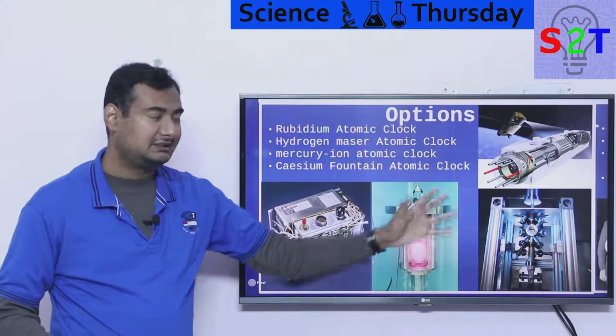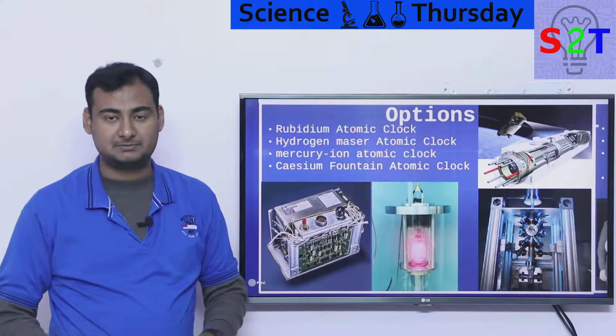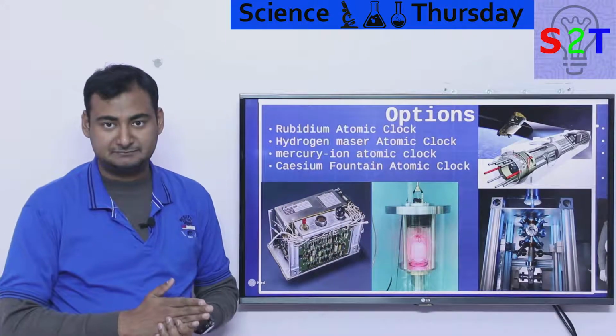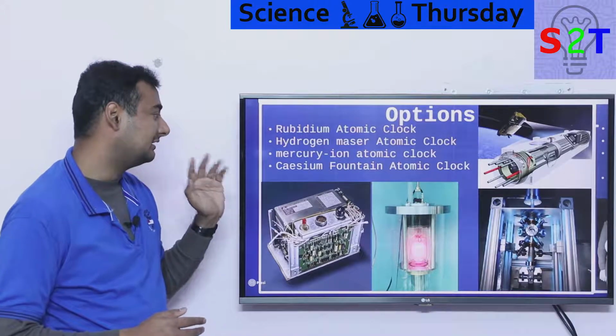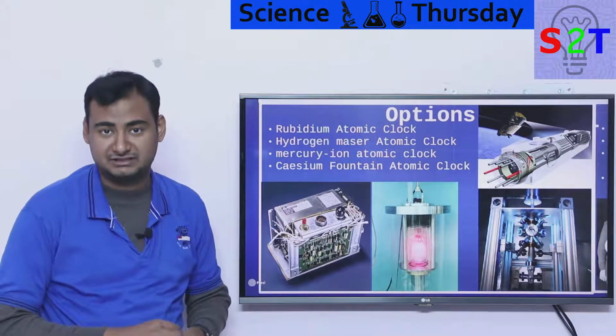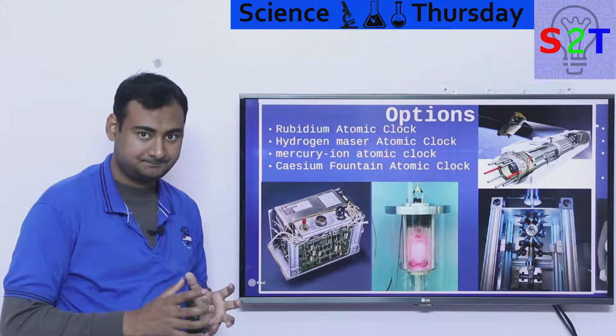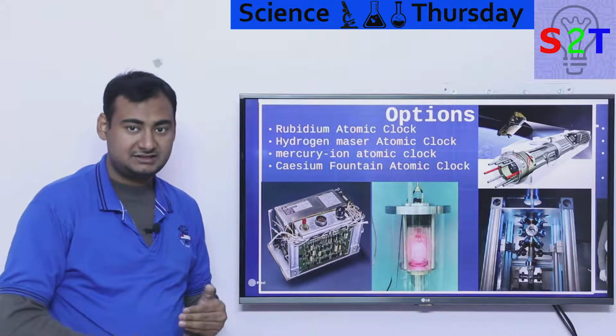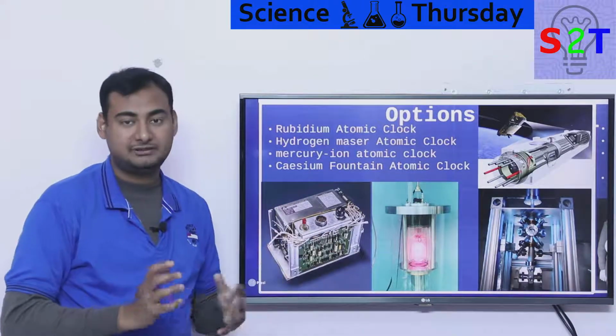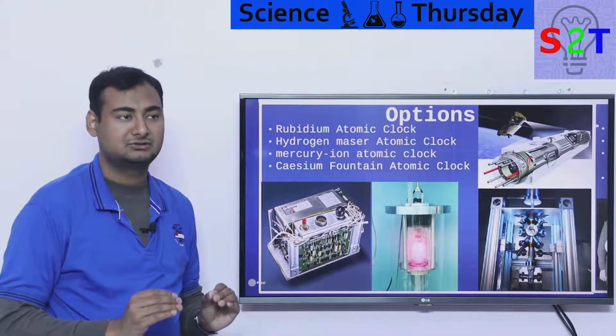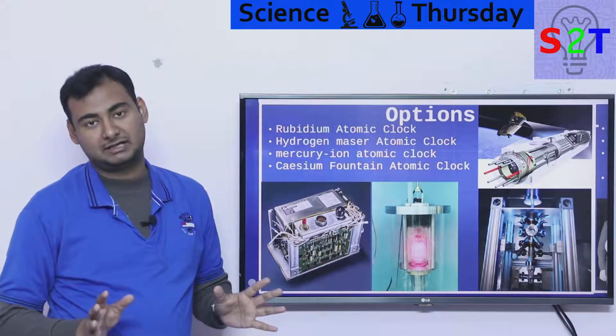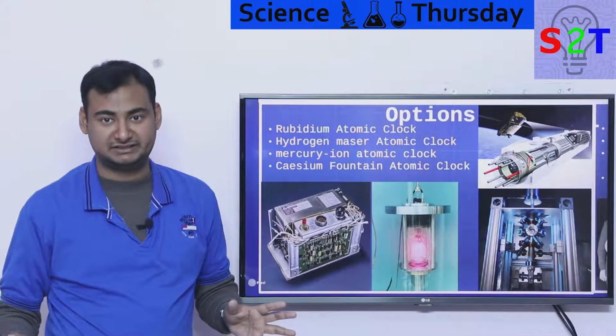So all this technology that I'm showing you, they are all working on the same principle. They have an atom of something, like an atom of rubidium, hydrogen, mercury, or cesium. You charge it up, it discharges, and it gives you a feedback system. Now that feedback system you can easily rely on to make sure you're not going to drift by, let's say, 1 second in 1 million years.